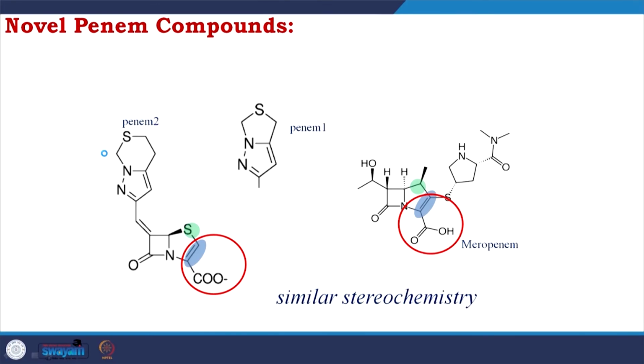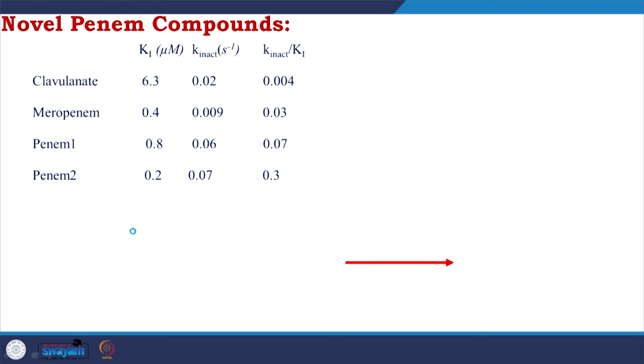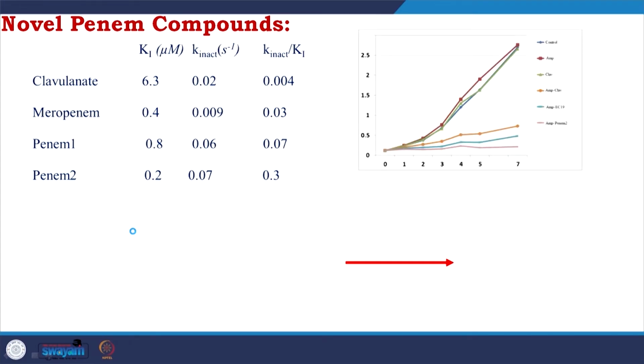We also designed novel penem compounds. If you see, this is the meropenem, which is a carbapenem. The penems are different, but they show similar stereochemistry, whereas in carbapenem the substitution is C2 substitution. Here the substitution is on the other side, that is the difference. So, we designed those penem 1 and penem 2. If you see their kinetic values, we have determined the kinetic values. I have already shown the in vivo work.